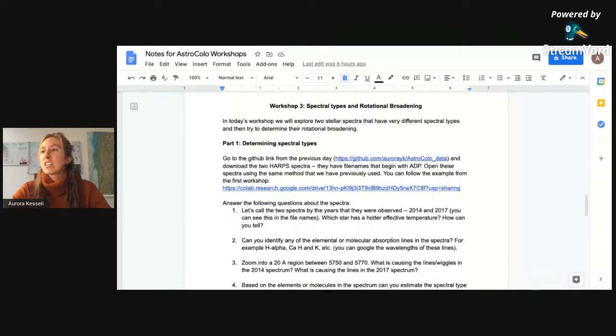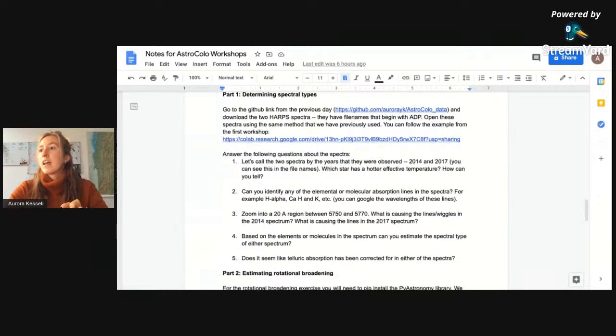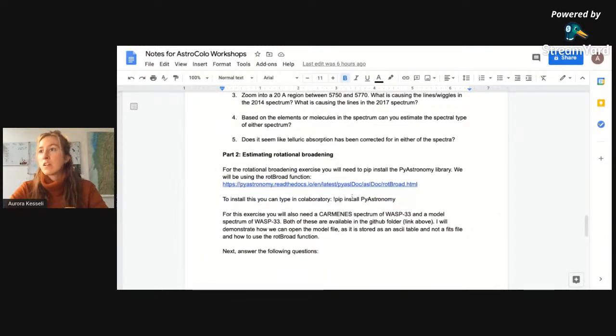And during the break that we have coming up, it would be great if you could go to the GitHub link and download a few of the spectra that we need. So we need both of the files that have file names beginning with ADP. These are two different HARPS spectra, and we need them for the first part of the workshop. Then for the second part of the workshop, you're going to need the CARMENES spectrum of WASP-33, labeled with CAR dash and a bunch of other characters, and a model of WASP-33 that I've also put in there, which is just called WASP-33 model.